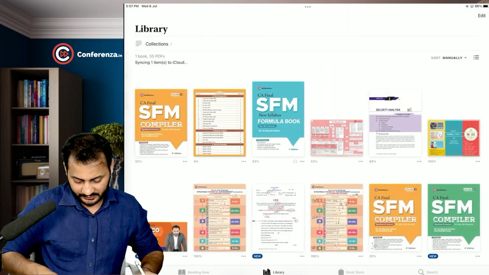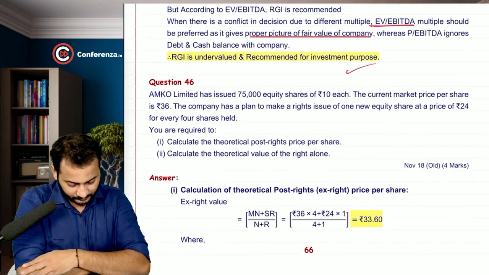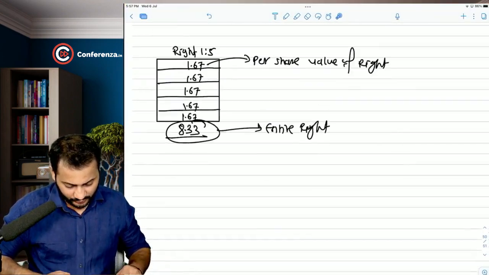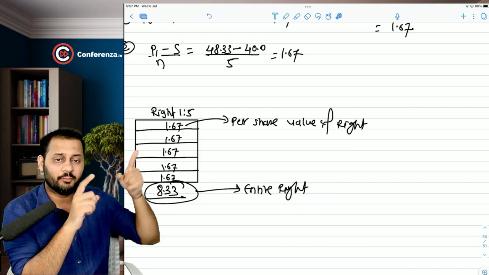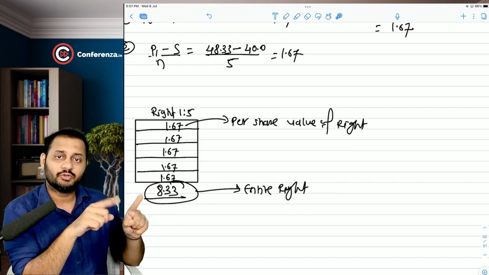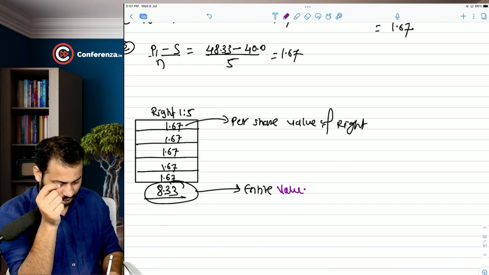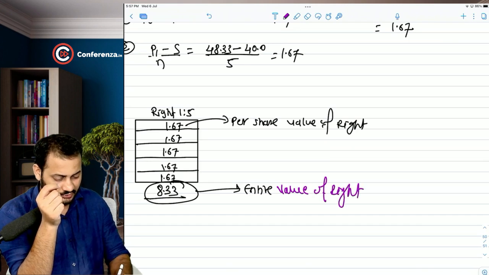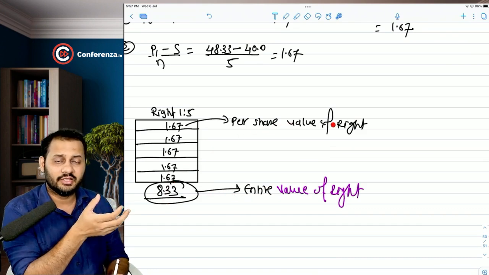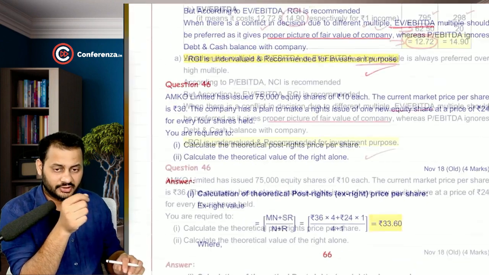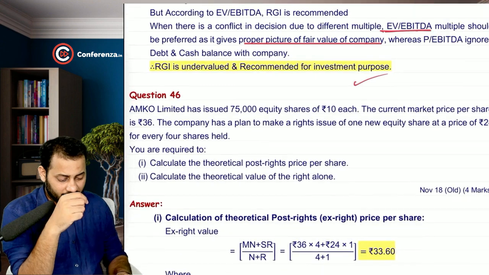So let's start with the question, sir. Question number 46. I just told you about this situation, and this will be covered in our first question. 1.67 was the value of the right. 8.33 is also the value of the right. But what is the difference? This is the value of the right entirely, and this is the value of the right per share. So this is what the question is asking us here. Calculate the theoretical post right price per share and the value of the right alone.